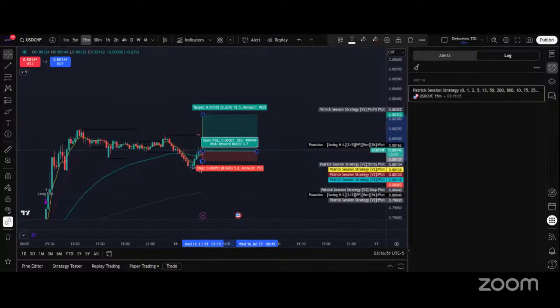And here's your next call. USD, US dollar versus the Swiss franc. 15-minute confirmation. Market execution buy. Entry price is 0.80137. Stop loss is 0.80087 for 5 pips. Take profit is 0.80322 for 19 pips and a risk to reward ratio of 3.70. Again, that is USD versus Swiss franc.